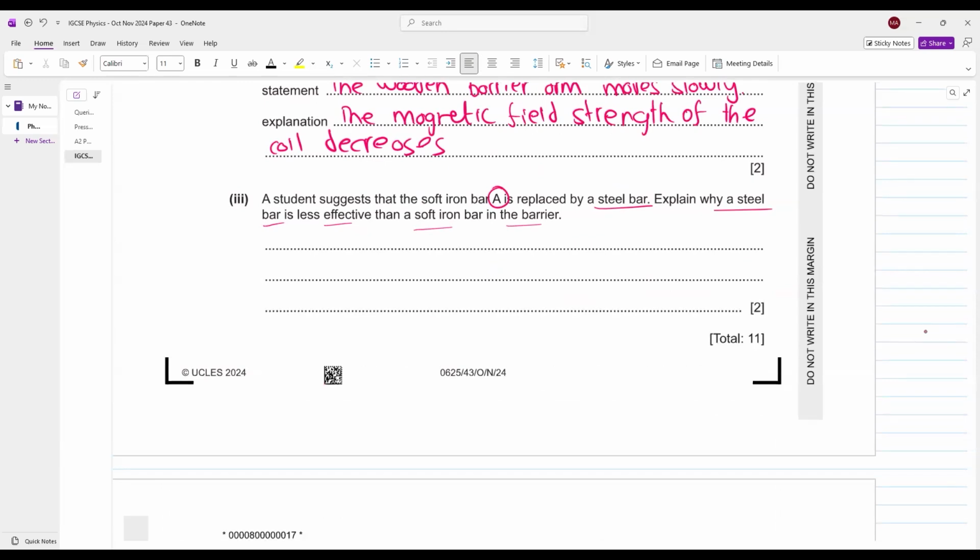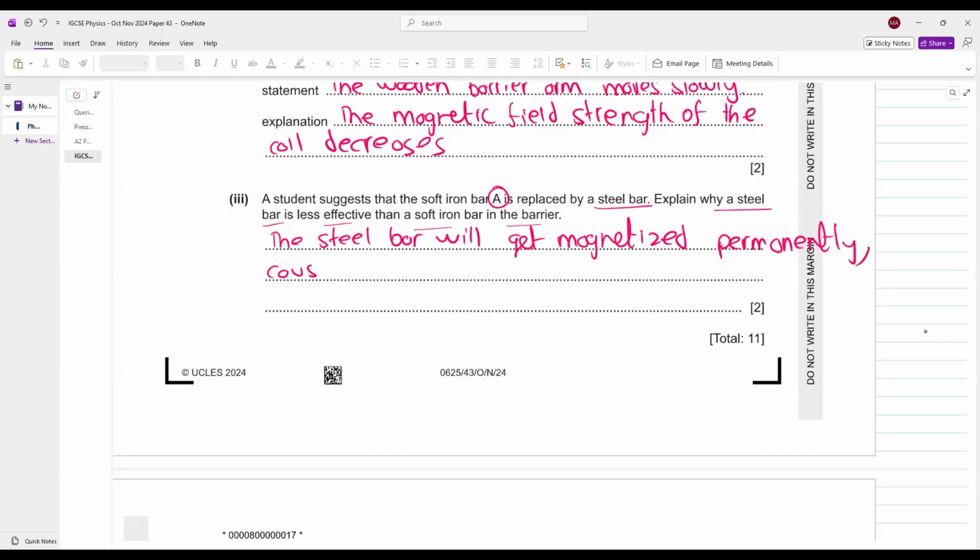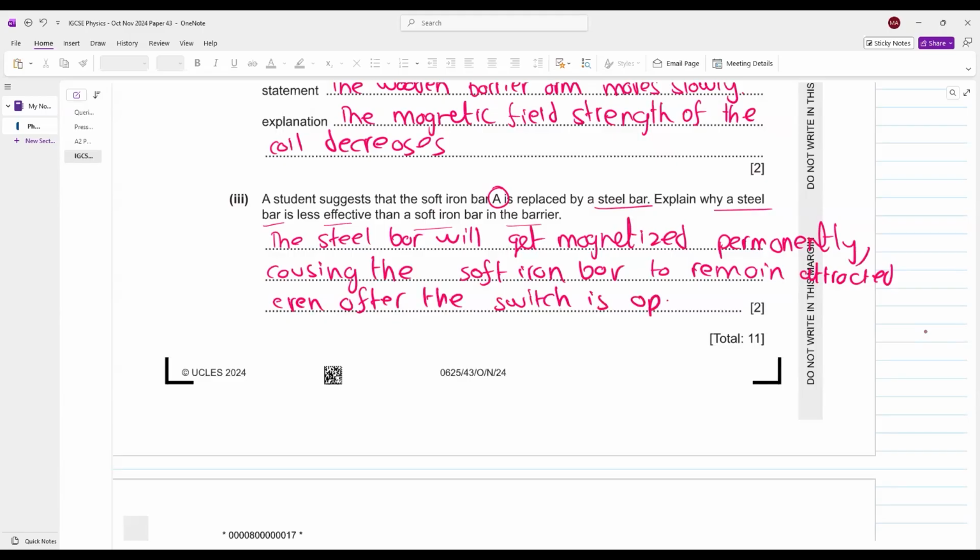Why a steel bar is less affected. You will say the steel bar will get magnetized permanently, causing the soft iron bar to remain attracted even after the switch is open. Simple as that, nothing complicated here.